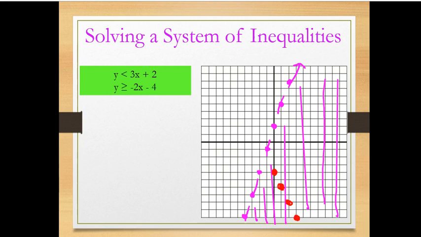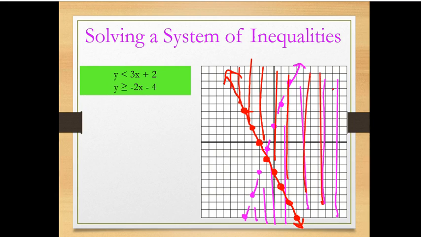Down 2 over 1, down 2 over 1, and then I'm going to go up 2 to the left 1, up 2 to the left 1. I know it's greater than or equal to, so I'm going to have a solid line. And it's greater than, which means I'm going to shade above it. So all of this area above that line.